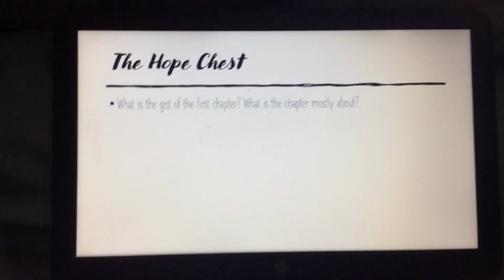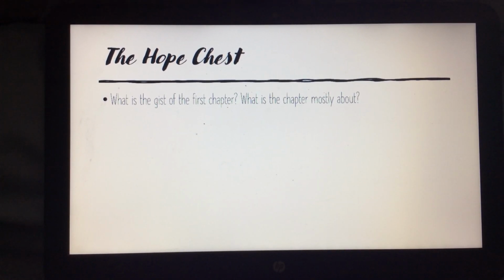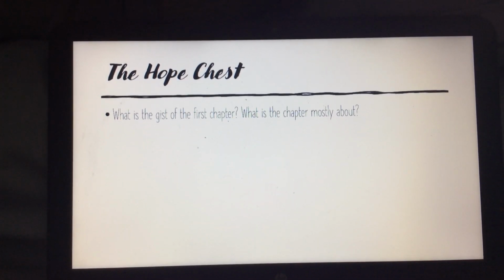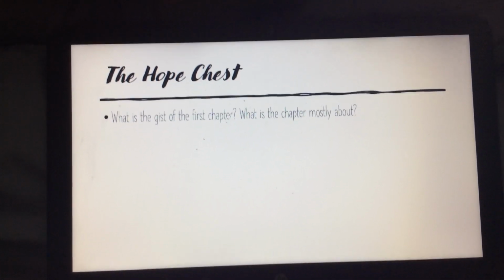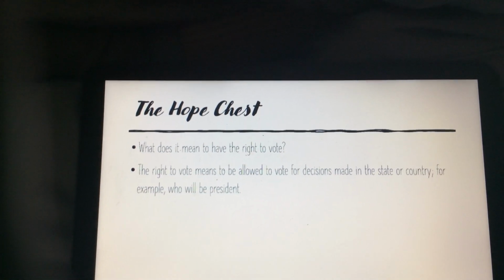Okay, so now we have listened to the Hope Chest. Who can tell me what is the gist of the first chapter? What is the first chapter mostly about? What was the main idea of that chapter there?